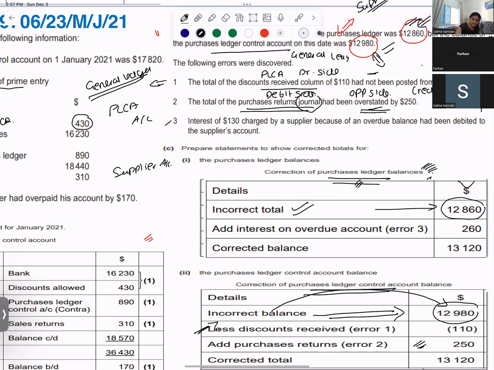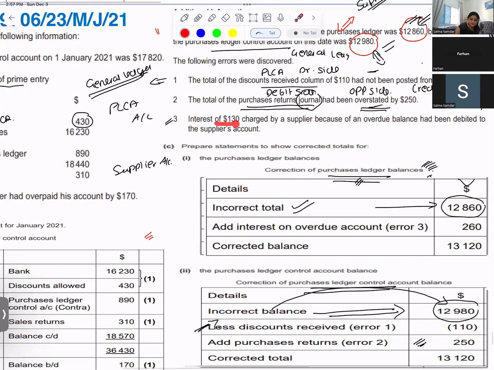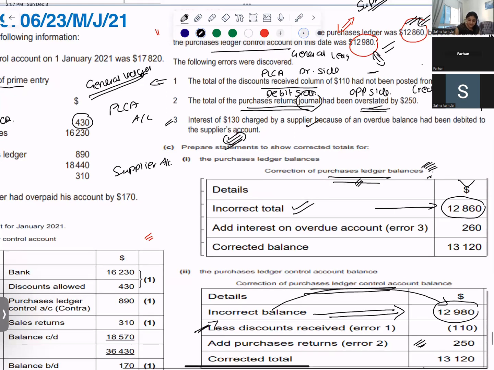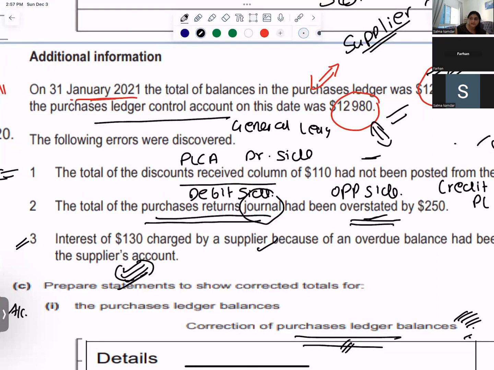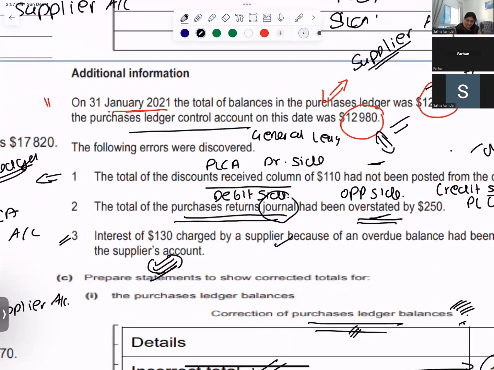Come on, read the third adjustment. Interest of 130 charged by supplier because of an overdue balance had been debited to the supplier account. Now tell me, this is charged by the supplier and the error has happened in the supplier account. So the correction will be in the purchase ledger.